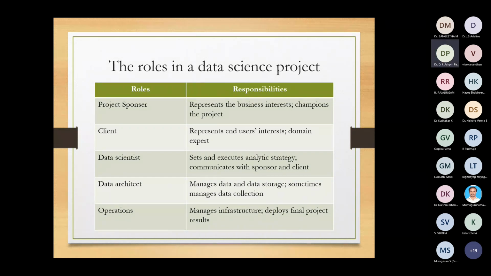The next role is the data architect. He is responsible for handling the data, and he manages the data and the storage. This role will also be filled by someone outside of the data science group. The last one is operations. He manages the infrastructure and finally deploys the project.